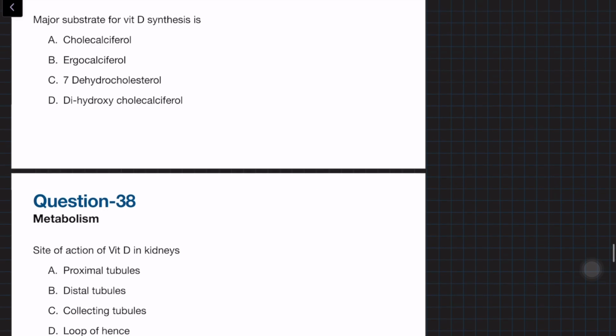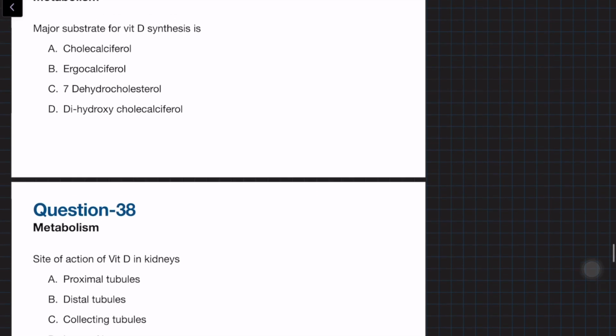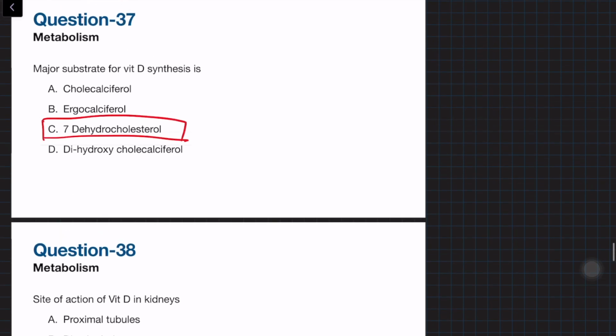The major substrate for vitamin D synthesis is 7-dehydrocholesterol. In sunlight we get vitamin D. Even laymen know that, but the substrate is 7-dehydrocholesterol. I think many would have got this answer right.